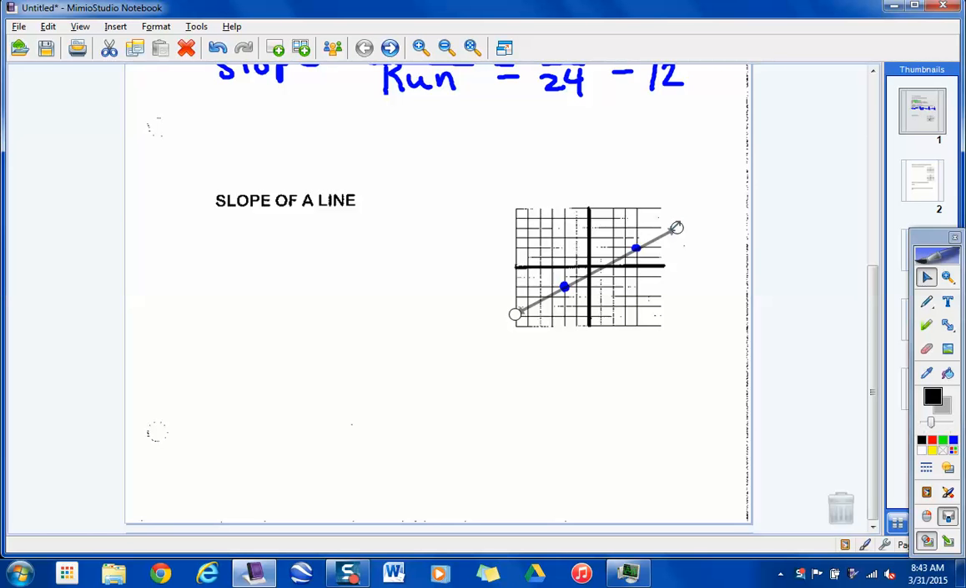Do you have what I have up there? Something like that. Okay, now guys, one thing again, get in the habit of extending your graph or your line all the way across the coordinate plane. Guys, they're asking you to find the slope.